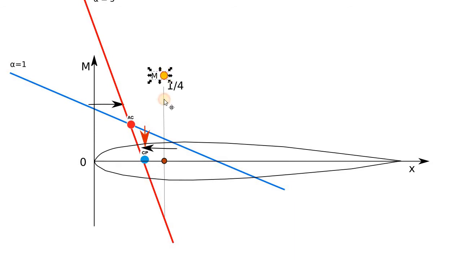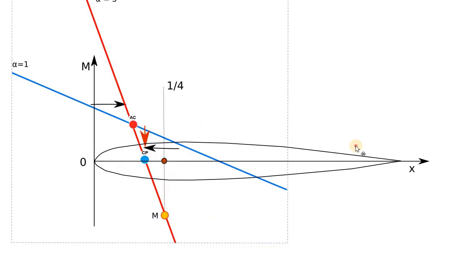And the moment actually is decreasing, so it goes from this position at alpha equal to 1 degree down to this position, alpha equal to 5 degrees. So we remove those things.